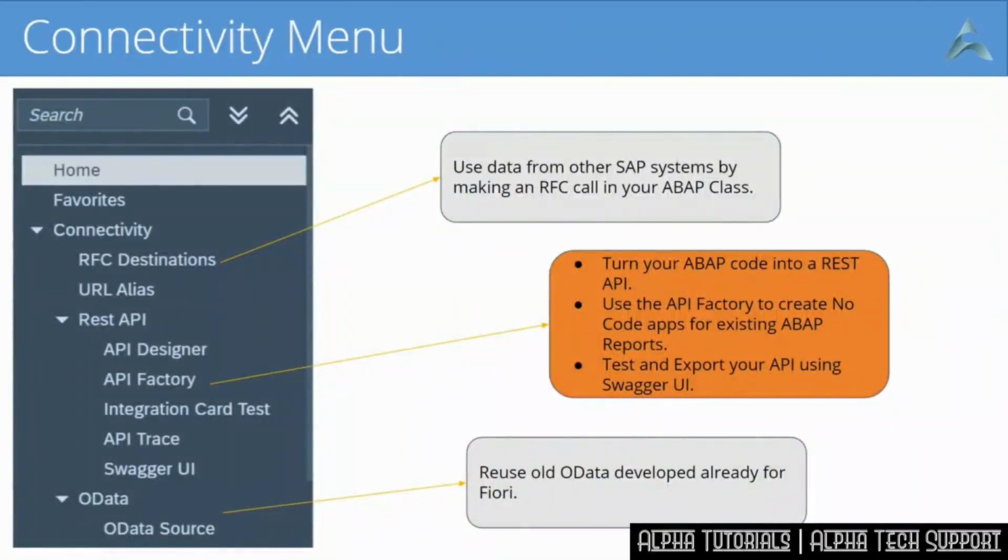So under the connectivity menu, this is all the ways that Neptune has of connecting to other systems. And there's really three ways to connect to other systems, and I'm going to go through each one. First one is with an RFC destination. This is if you're needing to connect to another SAP NetWeaver system that you can make RFC calls to, and it's really pretty easy to set this up.